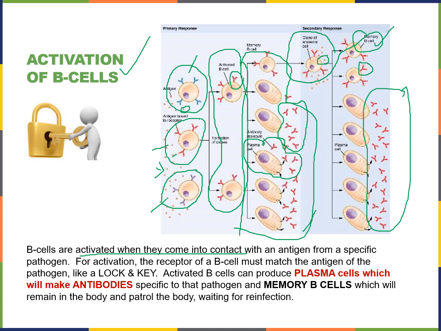If you happen to get infected with the tetanus bacteria, then what the memory cells will do is this part here. They will quickly go into gear and make tons and tons and tons of antibodies to try and protect you. So activated B cells bind to the antigen, they produce antibodies, and some of them become memory B cells.